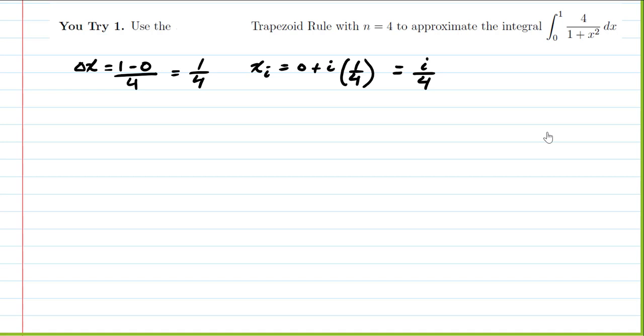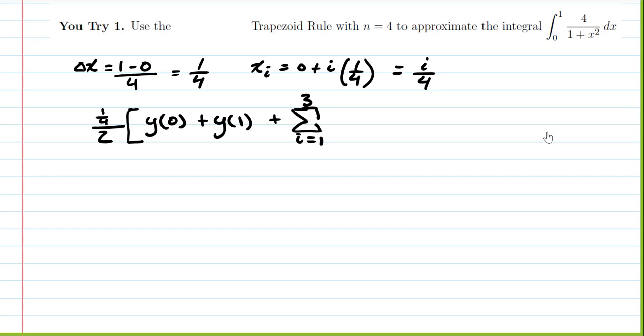So then, in terms of what we're going to have, we have our formula, which is delta x. So 1/4 divided by 2 times our first thing. So that's going to be y of 0 plus our last thing, y of 1, plus the sum as i goes from 1 to 3 of y of i divided by 4 times, no, nothing, we've already taken care of it. So now we're going to put this in our calculator.